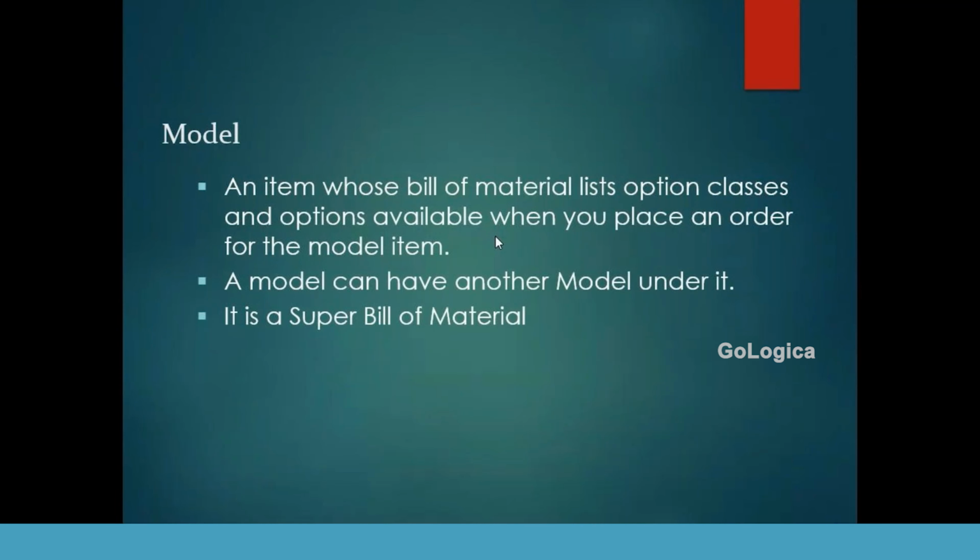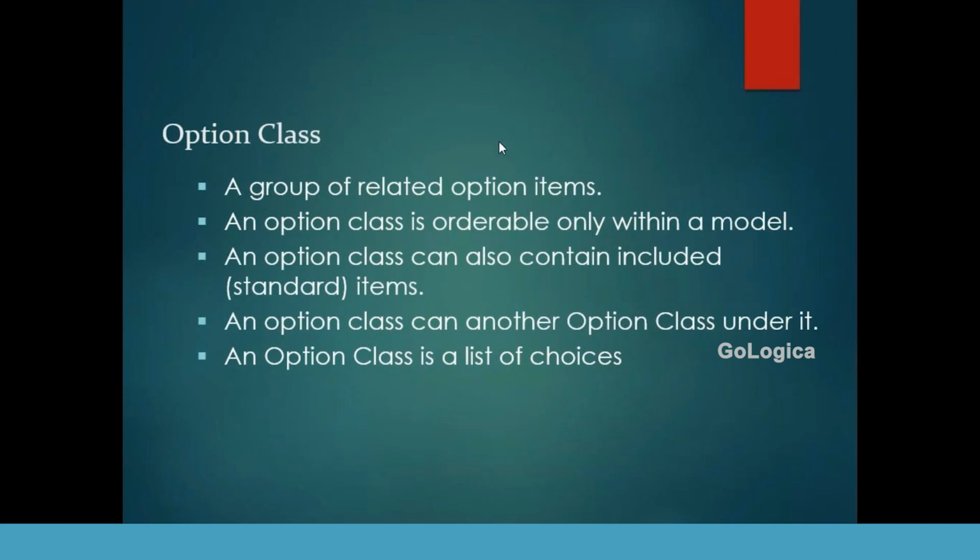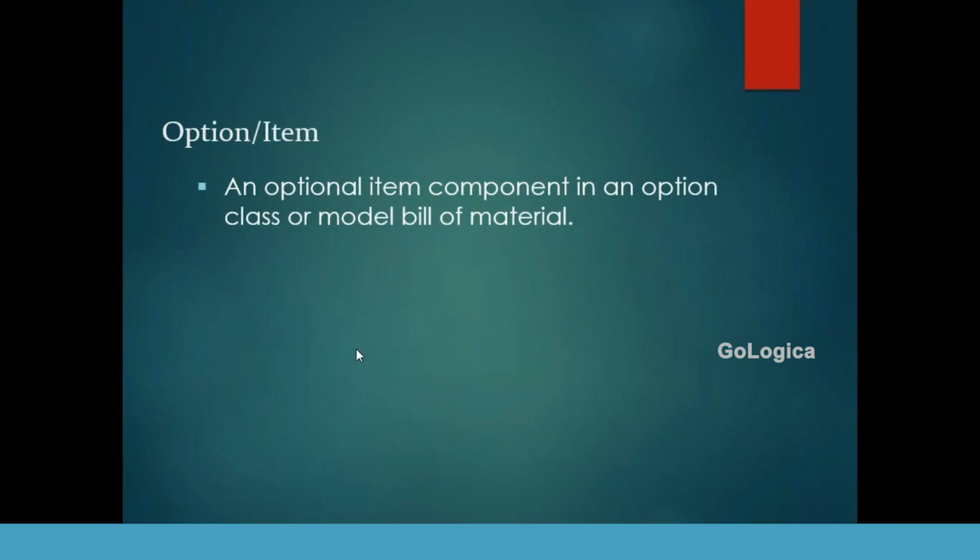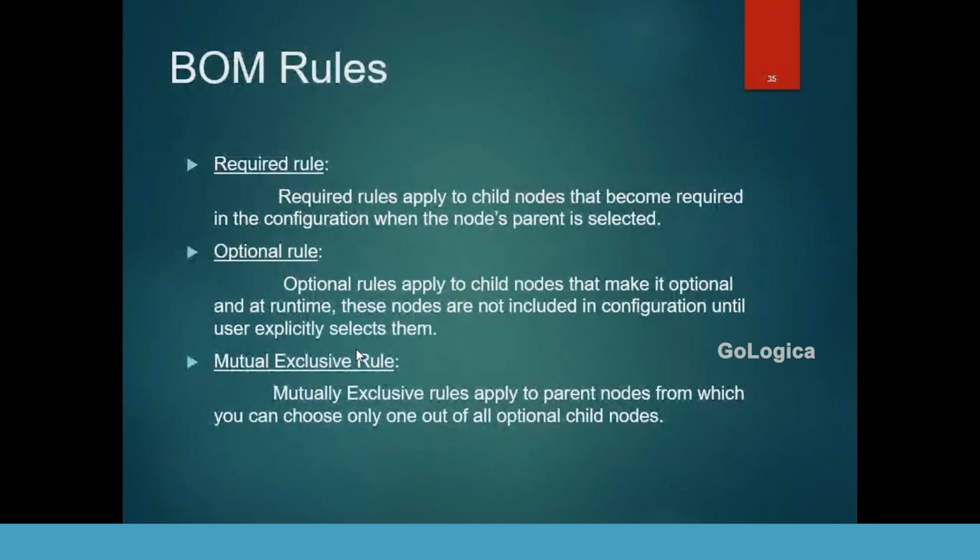So it's a model, I told you. It will have option classes and options available under it. Option class is a group of related option items, and they are orderable only within a model. It contains only the standard items under it. This item component is an option.